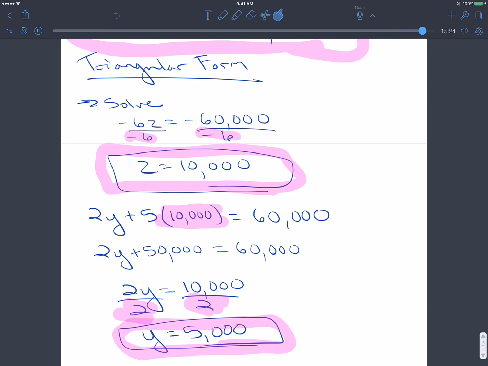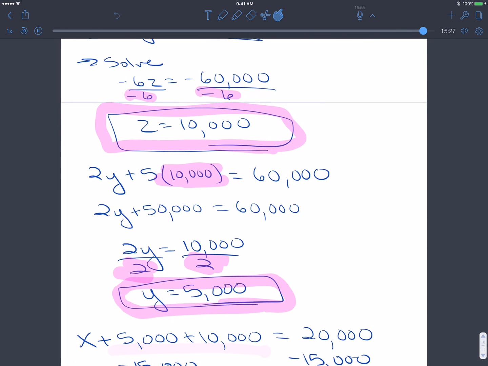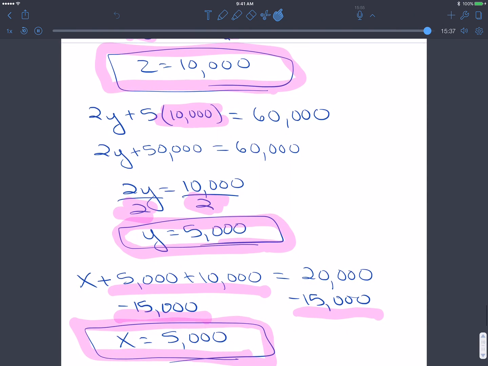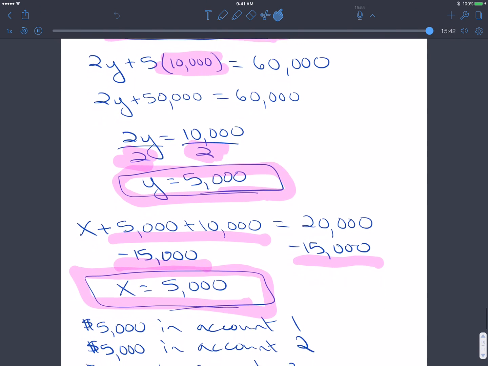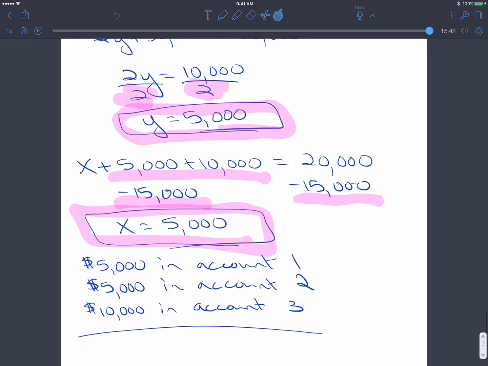How much goes in the other one? So x plus y plus z is 20,000, so x plus 5,000 plus 10,000 equals 20,000. The sum of 5 and 10 is 15, so I subtract the 15,000 from both sides, and I'm left with x equals $5,000. So 5,000 will go in account 1, 5,000 will go in account 2, and 10,000 will go in account 3 in order to get linear interest of 2,000 per year. Okay, please let me know if you have any questions.